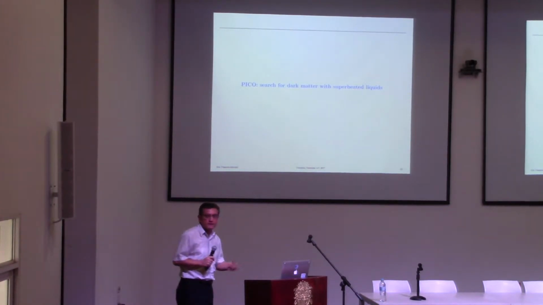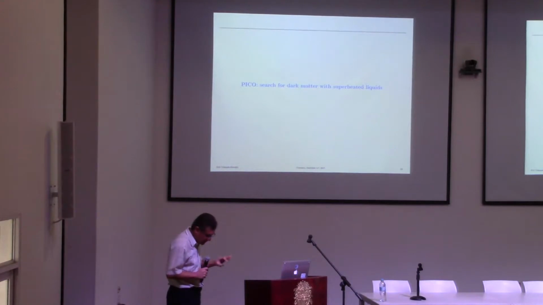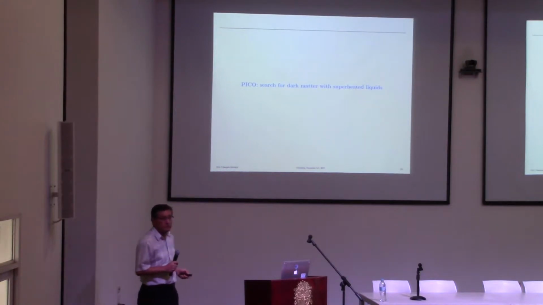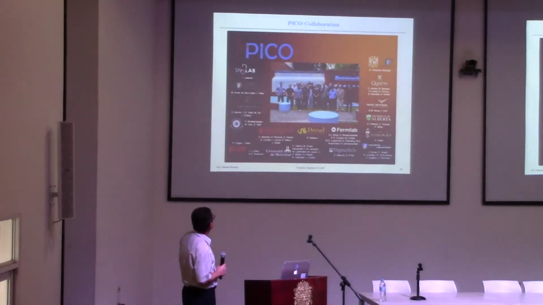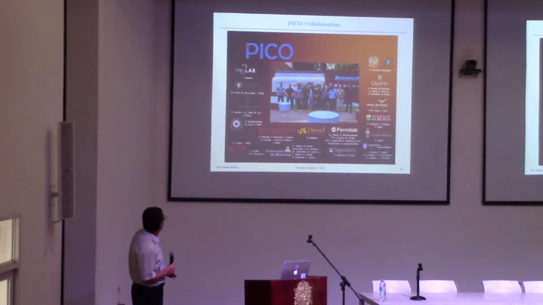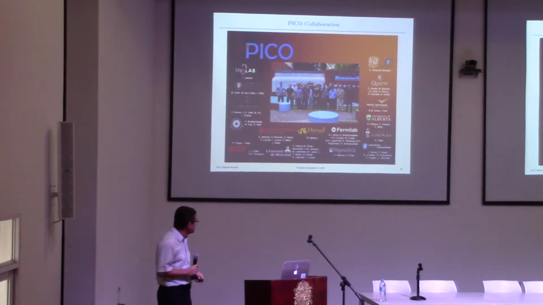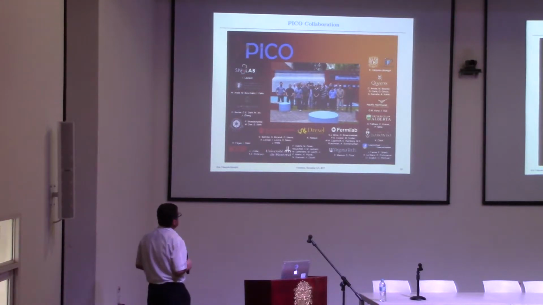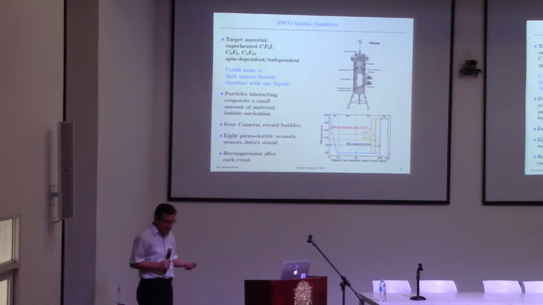And I'm going to show you now results and a dedicated look at one of the experiments. So this is the PICO experiment, which searches for dark matter with superheated liquids. This is the collaboration. This is actually the collaboration meeting last year in Mexico, with institutions from Canada, US, Mexico, India, and the Czech Republic. And this is basically our detector.